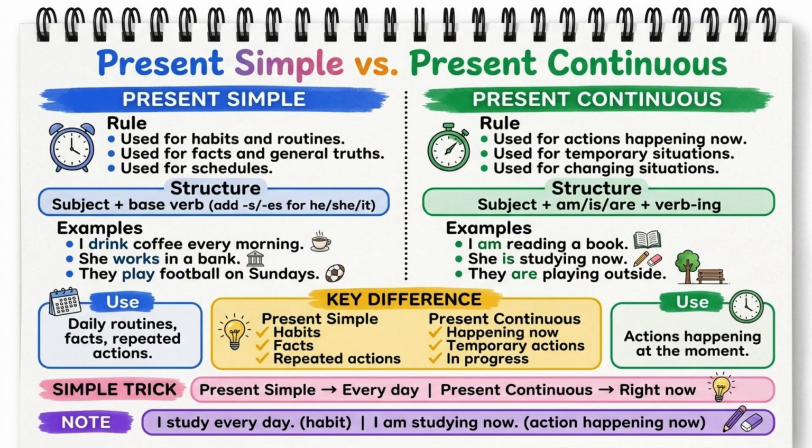Look at these two sentences. I study every day. This means studying is my habit. Now compare it with I am studying now. This means I am doing it at this moment.